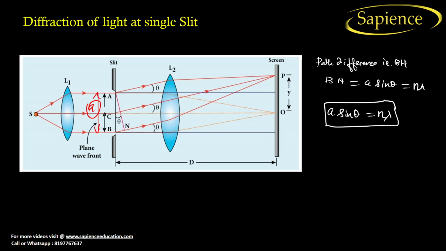Why have I put here a sin theta is n lambda? So a sin theta is your path difference, and for minima, if you want to find minima, you can write here n lambda, right? So basically path difference is equal to n lambda, that is a sin theta is equal to n lambda.